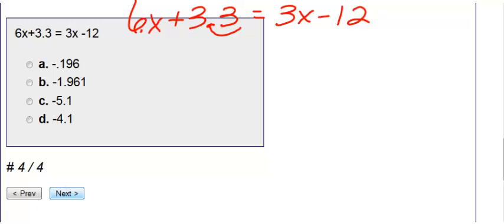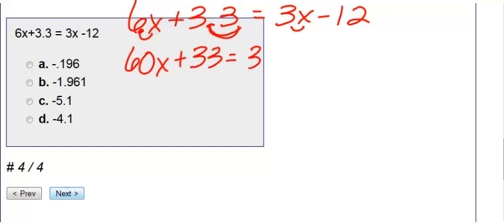So we know if we have a 6 here, I move it one place to the right, it's going to be 60x. We move this one place to the right, we get 33. This one we move one place to the right, we get 30x. And one place to the right here, we get 120. So again, what you do to one thing, you have to do to them all.